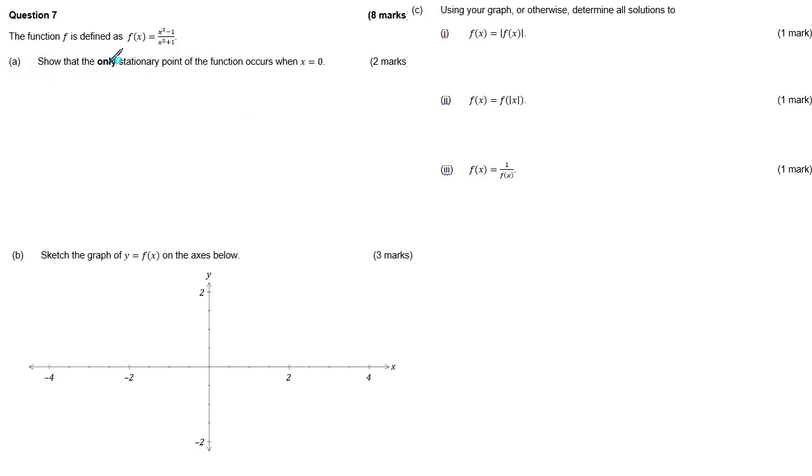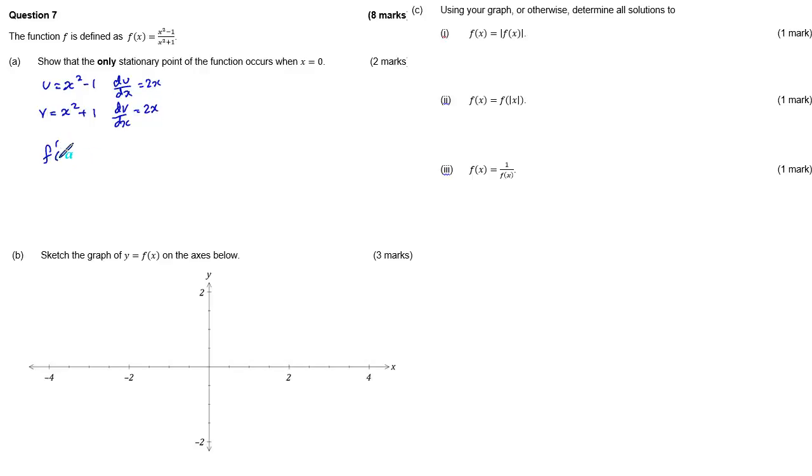The function f is defined as f of x is (x squared minus 1) over (x squared plus 1). Show that the only stationary point of the function occurs when x is 0. So, if we say that u is x squared minus 1 and v is x squared plus 1, then we know du dx is 2x and dv dx is 2x.